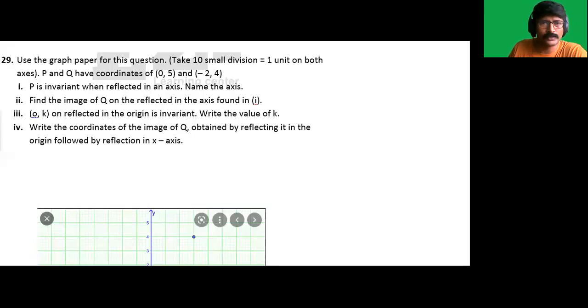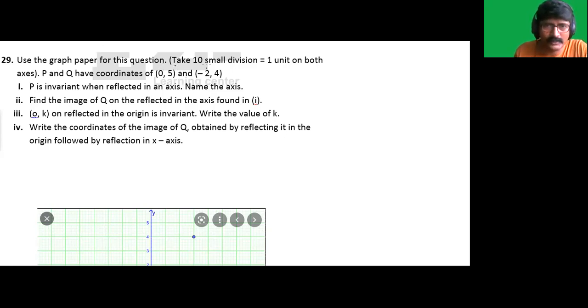Okay, students. So let's see the next sum. I hope we finished the previous one very easily and nicely. And now it's another very interesting question. How exactly is it to be done? Let's start reading the question. Use the graph paper. Whenever they say use the graph paper, you have to compulsorily use your graph paper, guys. Without graph paper, they will not give you the marks. So make sure that your graph paper is next to you.